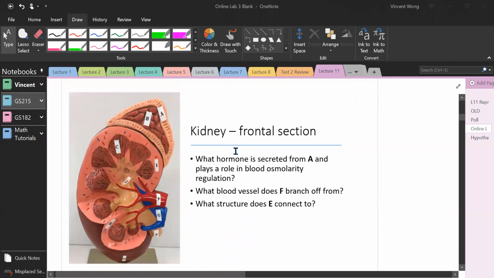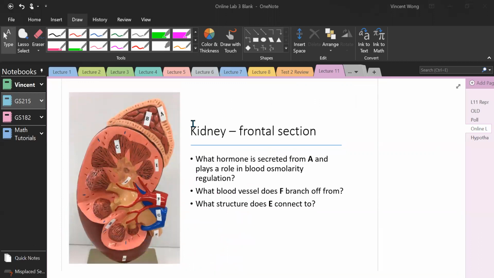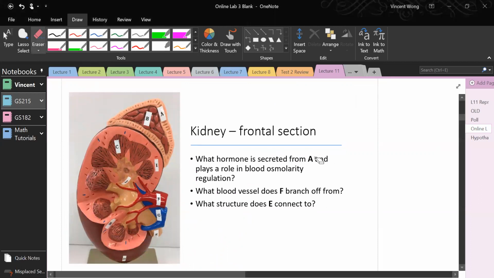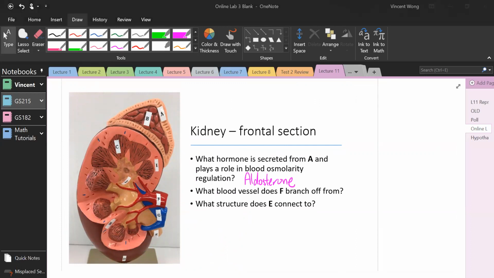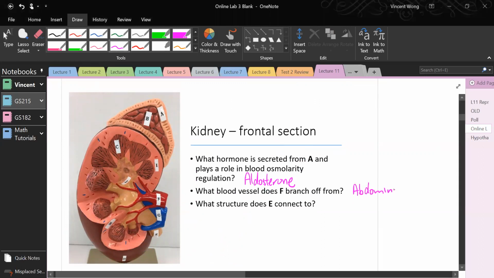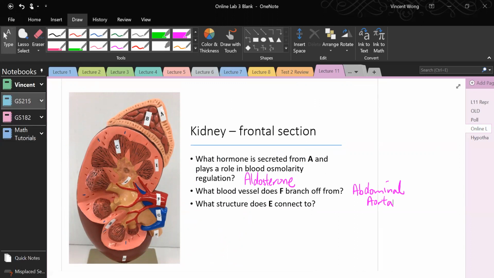Moving on. Frontal section. What hormone secretion? Oh, we did that already. I kind of jumped the gun on that one. That is the aldosterone. Let's write that down again. Regulates blood osmolarity, right? So the aldosterone is part of the RAAS system, right, which helps bring the blood pressure level up, right? What blood vessel does F branch off from? F is right here, so that branches off from the abdominal aorta.